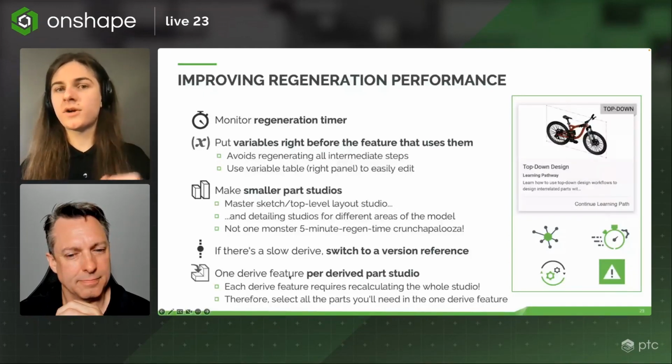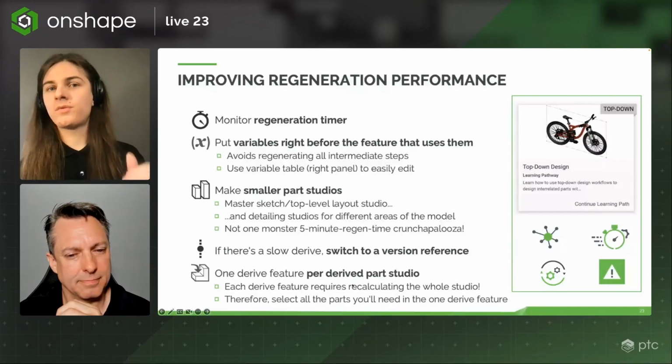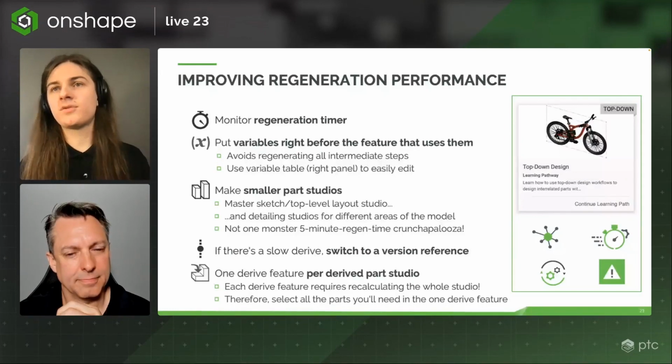What this means is if you are using a Part Studio in another Part Studio, use one derive feature and derive all the geometry that you need in one go, rather than doing separate derive features, because each derive feature regenerates the entire other Part Studio.